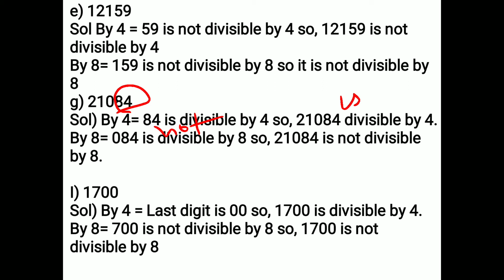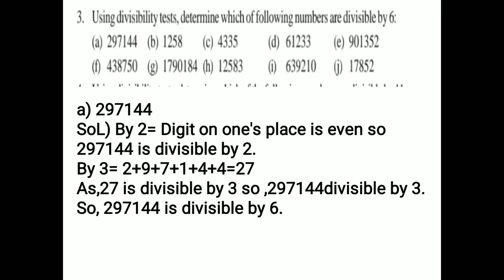Now after G part, I do I part. It is written 1700 by 4. Last digits are 00, so it is divisible. But in 8, I have to divide the last 3 numbers by 8. So when you divide it, it is not divisible by 8. Clear? After this, students, we do question number 3.